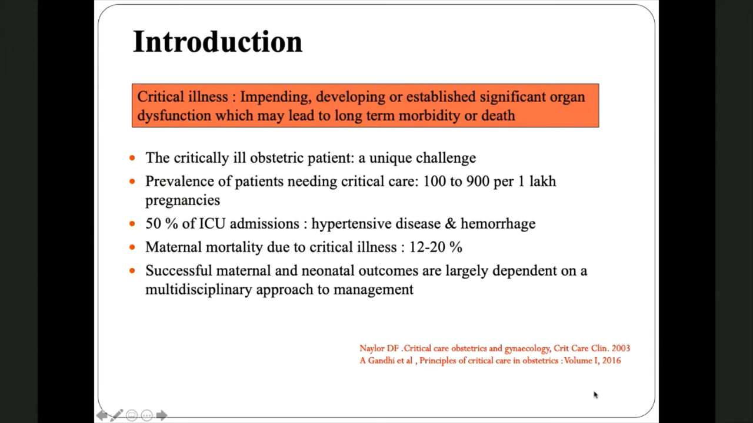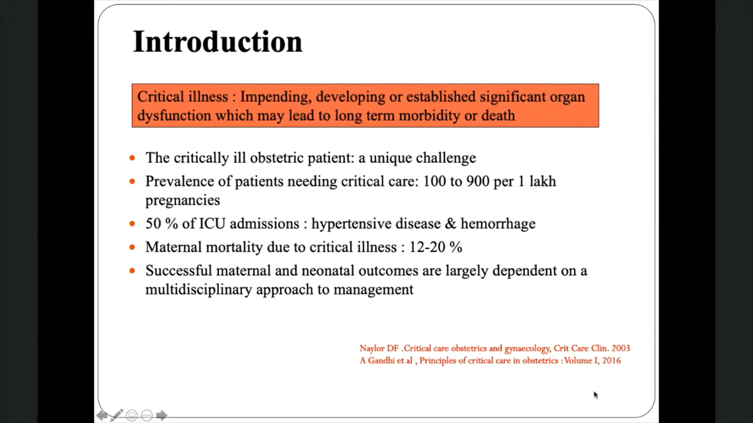Prevalence is very high, almost 100 to 900 per 1 lakh pregnancies. And 50% of ICU admissions are because of two conditions mainly. One is hypertensive disease, which includes all preeclampsia, eclampsia patients. And second is hemorrhage. Hemorrhage can be antepartum hemorrhage, can be postpartum hemorrhage.